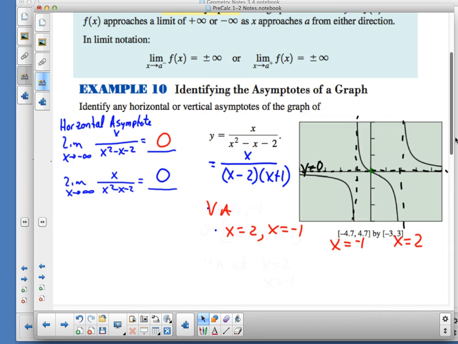Now, do you have a feeling on whether this graph's even or odd? Could it be odd? We'd have to check it. Looks like it could be odd. If I take the opposite, but I've got some signs that are going to stick around, it's not slightly, it's neither. But right now, identify the horizontal and vertical asymptotes. That's what we did. Are you okay and comfortable with that?